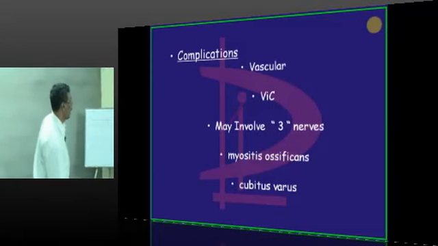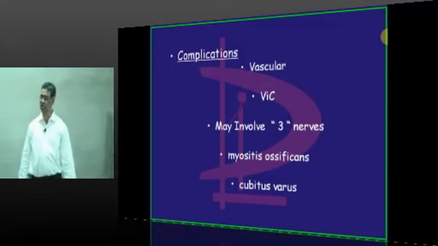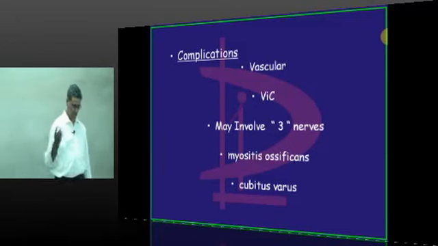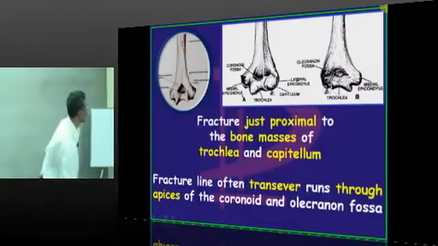Cubitus varus also occurs in supracondylar fracture. Cubitus varus means medial deviation. So these are the important points.